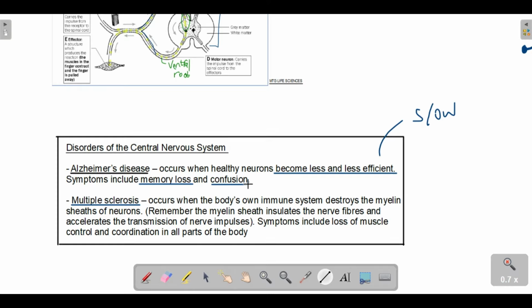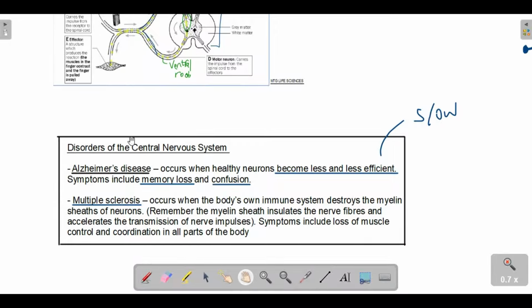So usually, disorders of the central nervous system, you'd find them in your biological term questions. You'd find them in the multiple choice questions. Right. So you just need to know what causes Alzheimer's disease, which is neurons being less efficient, and also the symptoms of Alzheimer's disease, which is memory loss and confusion. Right. Not too much to remember, right?